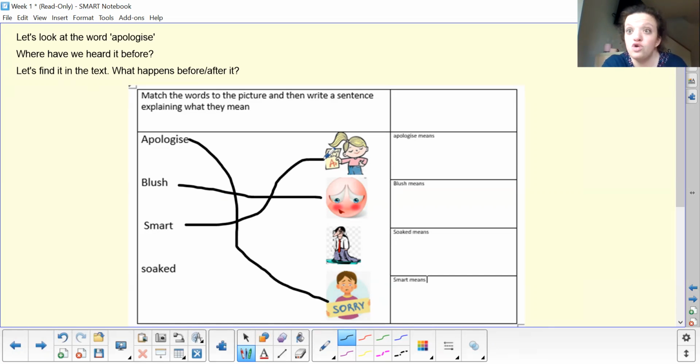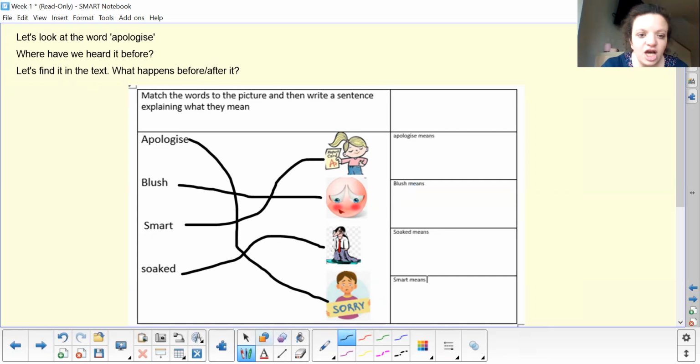And soaked means you're completely and utterly wet. So when you get soaked in the rain, your clothes would become really hard, wet, and then go through into your skin and things like that. So soaked means wet. It doesn't just need to be with water. Some things can be soaked with other things as well.